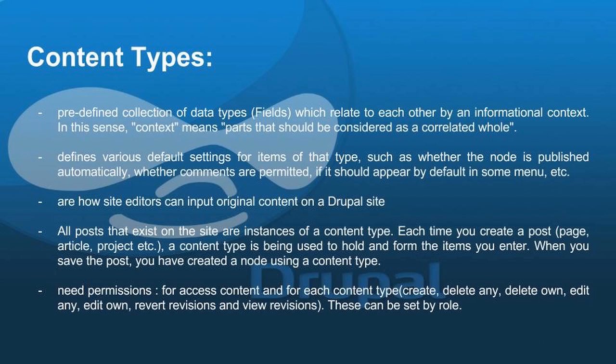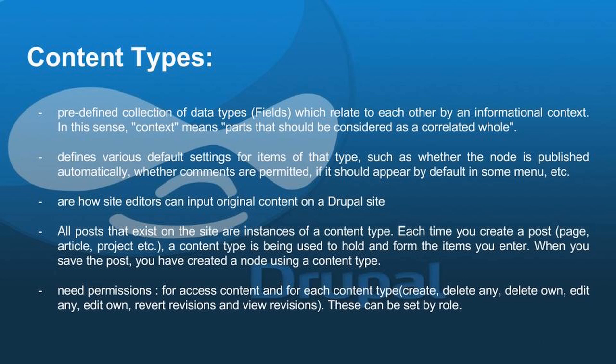Drupal content types are predefined collections of data types of fields, which relate to each other by an informational context. In this sense, context means parts that should be considered as a correlated whole. Think of the human body. It is composed of arms, legs, organs, bones, and lots of other information.